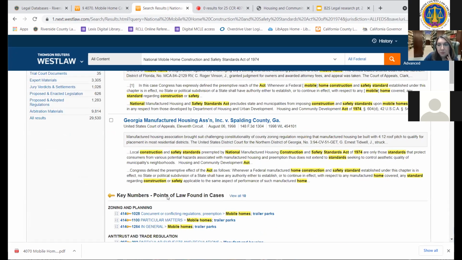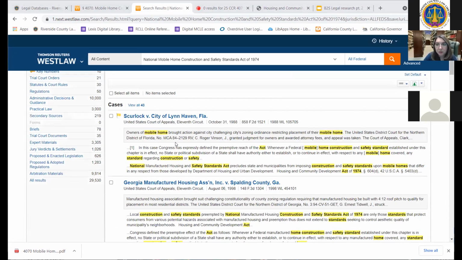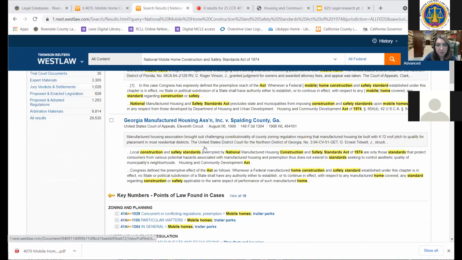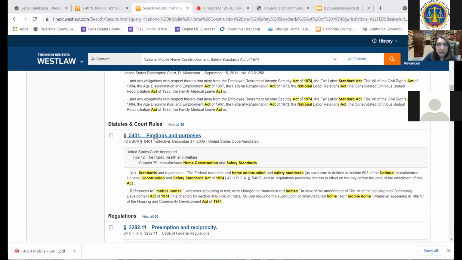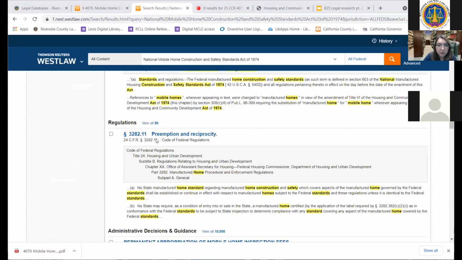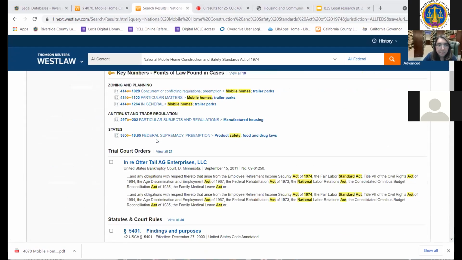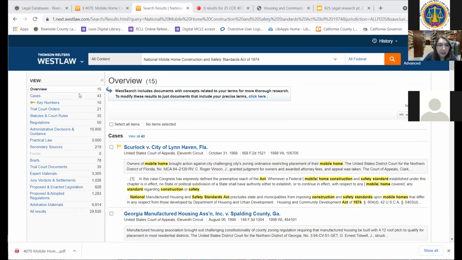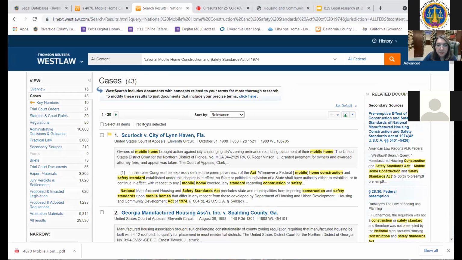So on Westlaw, when you do a search, it usually pops up first with an overview. So it will contain things from multiple filters. It will have a small section for cases, a small section for trial court's orders, statutes and court rules, regulations, things like that. So that's interesting. If I want to look at the cases more in depth, it says it pulled up 43.